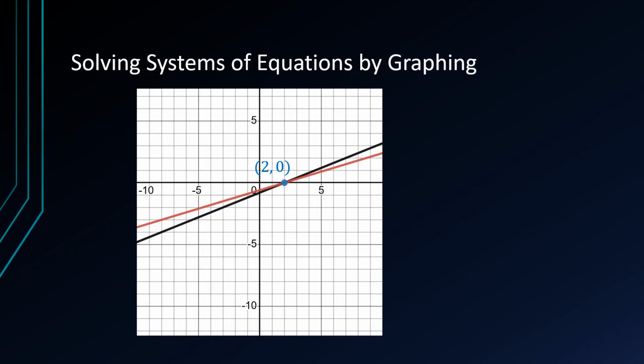Your graph should look like this below. If it doesn't, then go back and check all your signs and fraction work. As you can see, they intersect at (2, 0). So that means that (2, 0) is the solution for this system of linear equations.